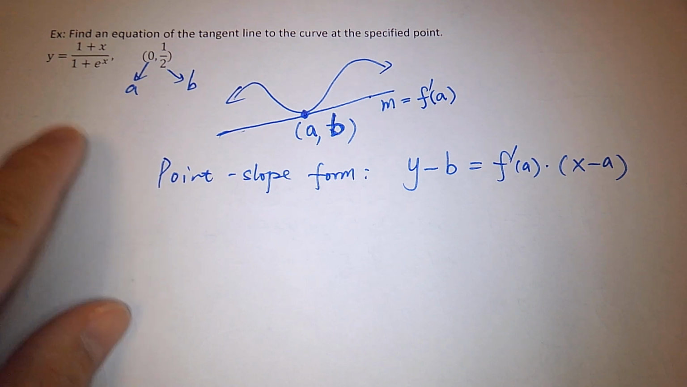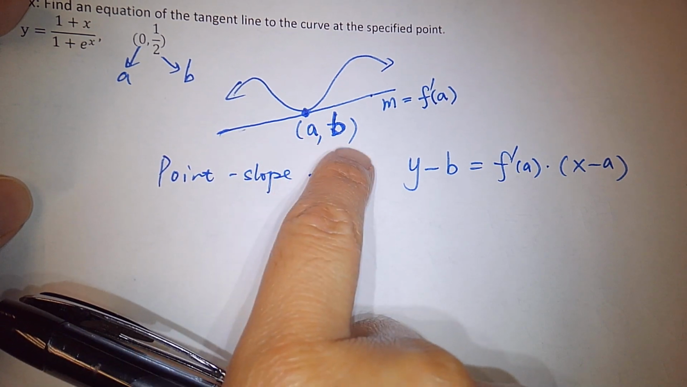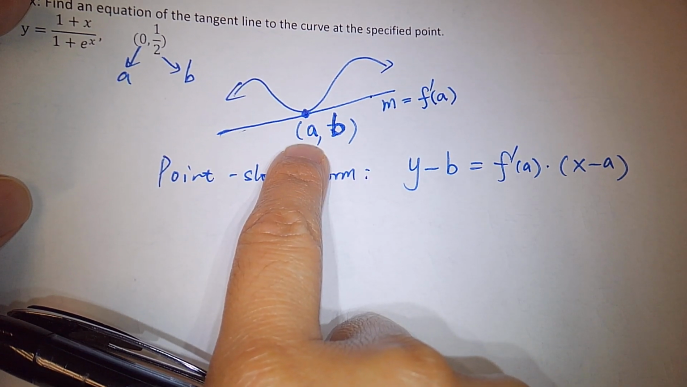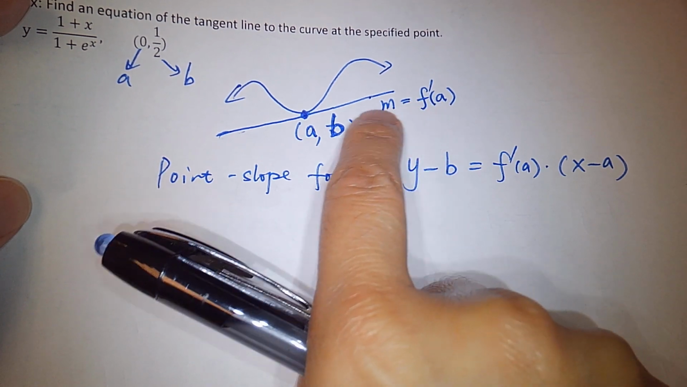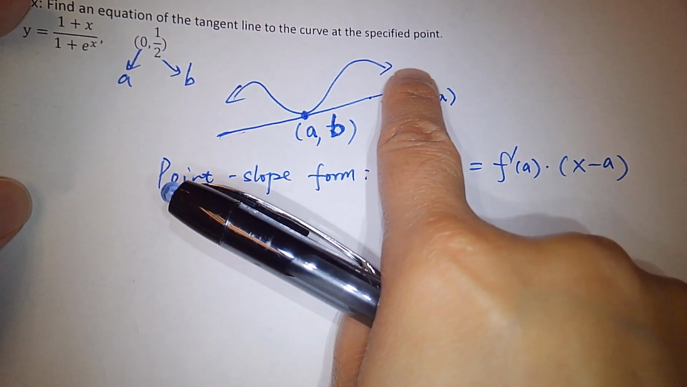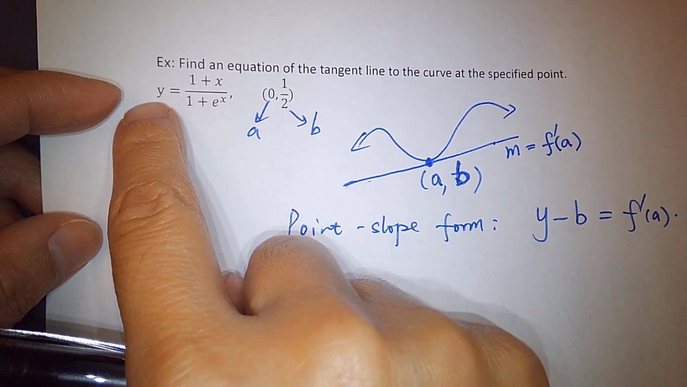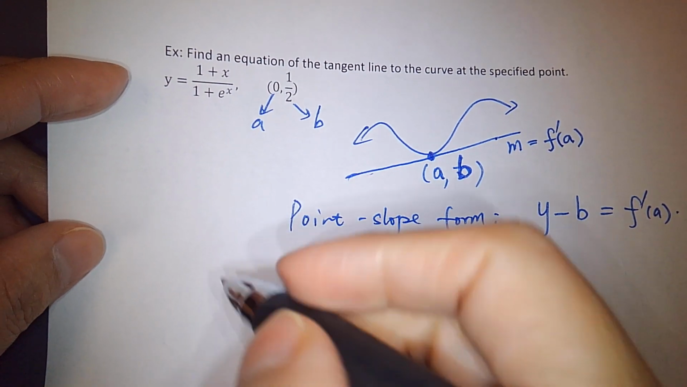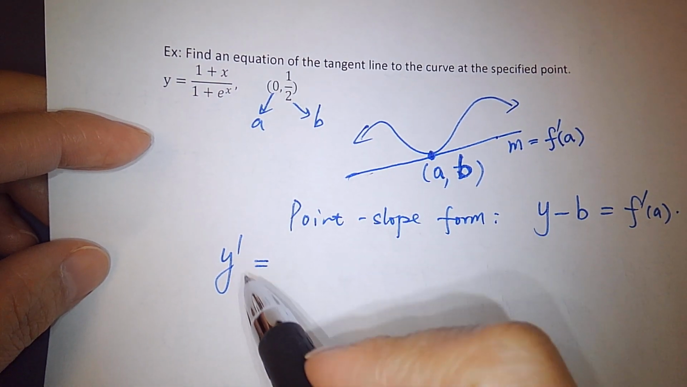So far in this question, what do we know already? Do we know the given point, a and b? Yes or no? Yes. We only need to figure out what? The slope of this straight line, right? How? Differentiate at first. So we're going to differentiate the function first. So y prime.